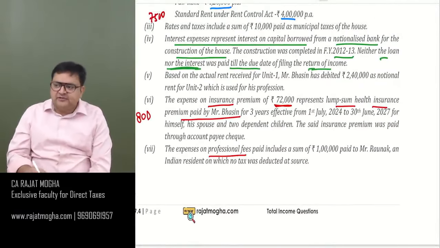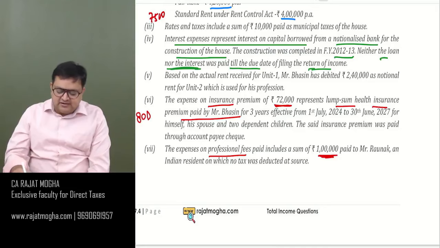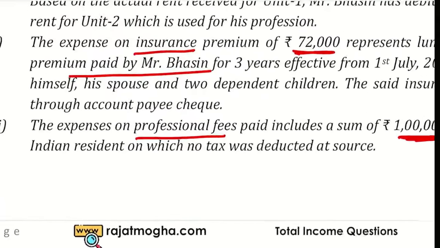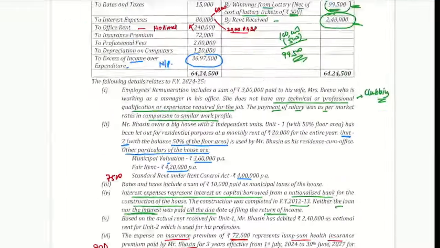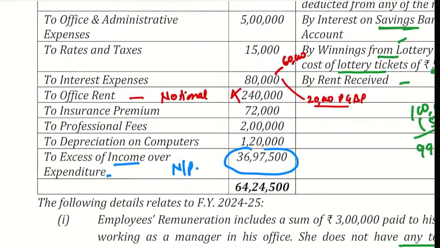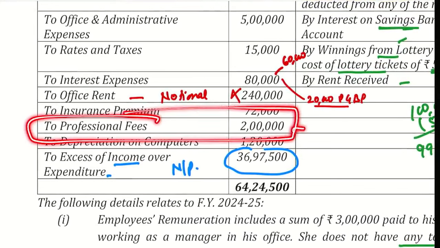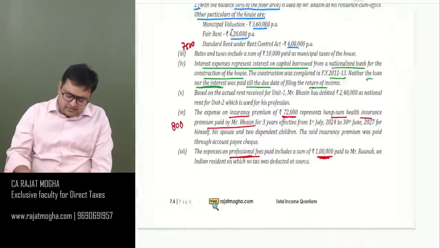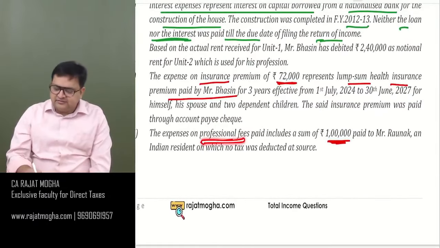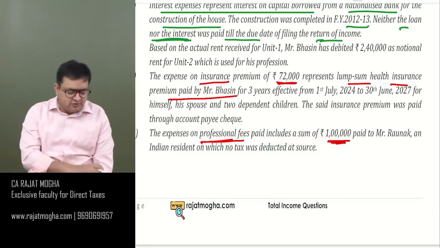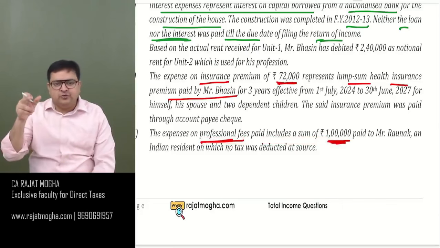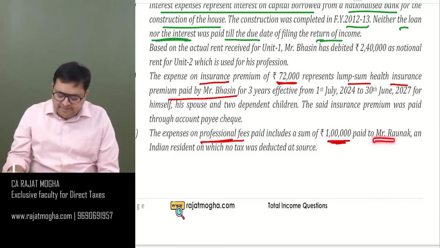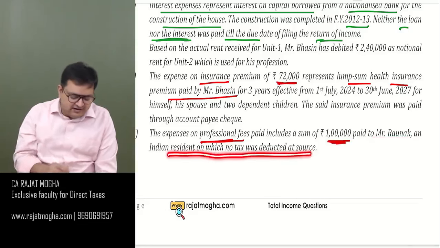The expenses on professional fees includes a sum of 1 lakh. So there were some professional fees. There was a professional fees of 2 lakh. See, generally it's a business expense, it should be allowed. Now what they are saying, this 2 lakh amount, the expenses on professional fees paid includes a sum of rupees 1 lakh. They are not talking about the entire 2 lakh, they are talking about 1 lakh rupees, paid to Ronak, an Indian resident on which no TDS was deducted.